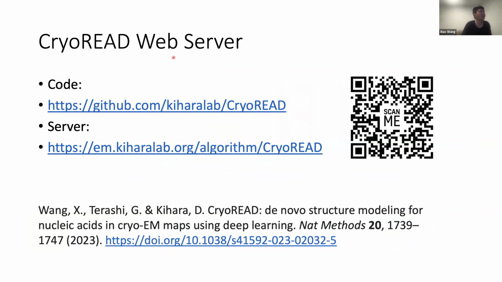We have the CryoREAD web server available online through GitHub, where you can clone the source code and run it locally. Similar to deep learning methods, we also require that you have a GPU to run it. And we also have a free server available online that you can easily use to run CryoREAD. You can also scan the QR code to try it later if you want. Any maps in the EMDB database that include DNA or RNA in the resolution range from 0 to 5 can be properly modeled by CryoREAD. And this work was also published in Nature Methods last year, 2023.